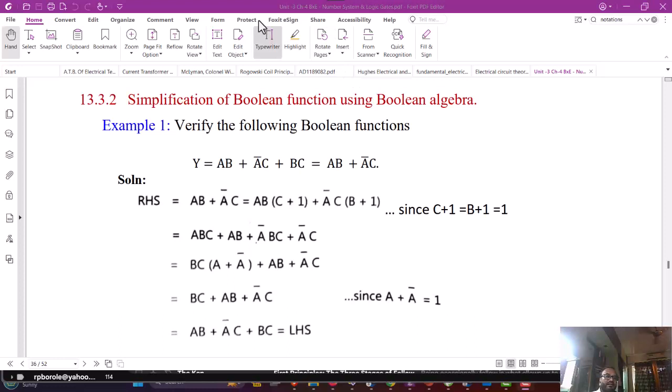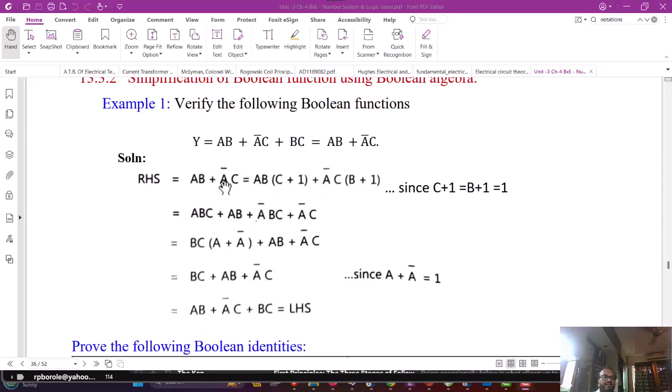Let us see the use of Boolean algebra to simplify the expression. Let us see the example. Suppose Y output is AB or A bar C or BC. You have to show that this output is equal to AB or A bar C. So simplification can be done by reducing the terms.